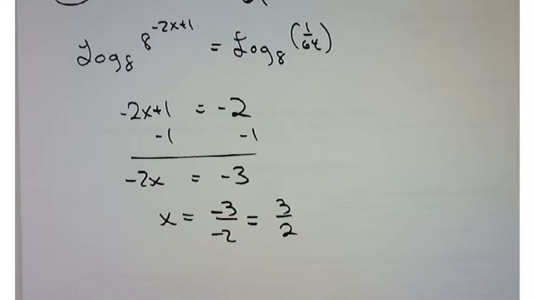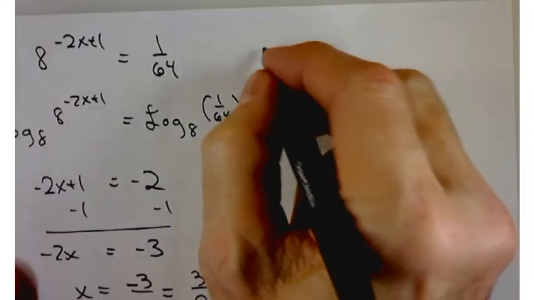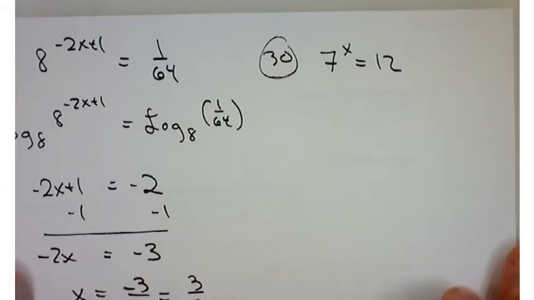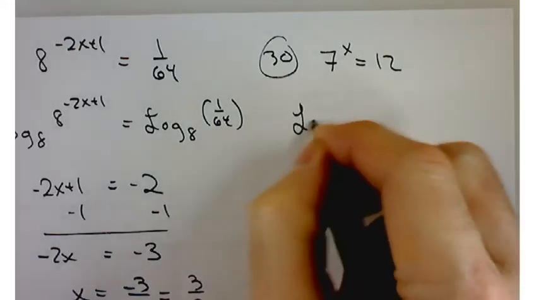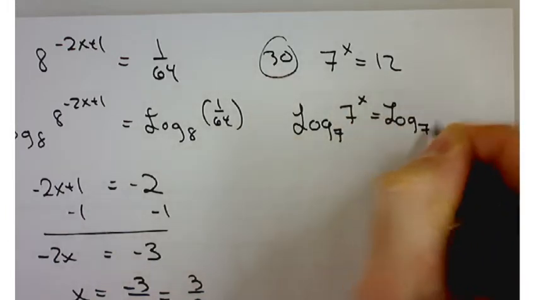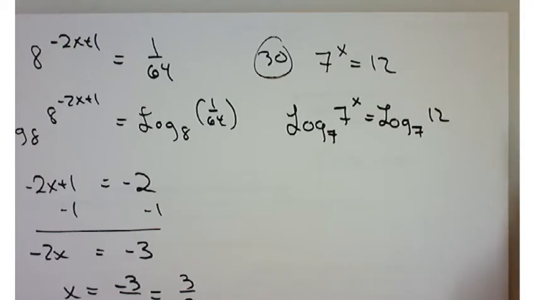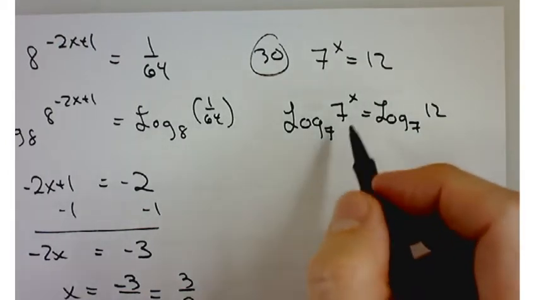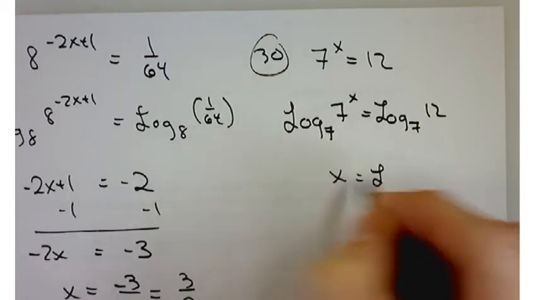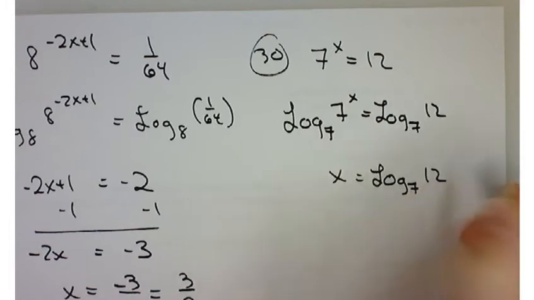So, for instance, let's go back to our very first one. It was problem number 30, I believe, right? 7 to the x equals 12. Looking back at this one, what's a different way we can do it? Take log base 7 on both sides. So if you did that, log base 7 of 7 to the x equals log base 7 of 12. Jake, can you simplify the left-hand side? X. It's just going to be x equals log base 7 of 12.